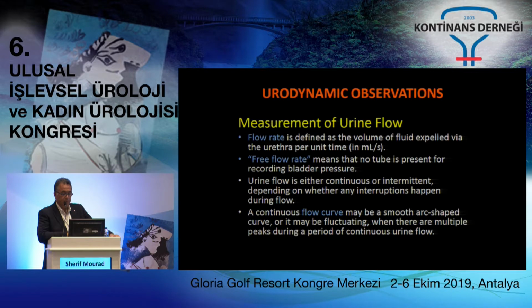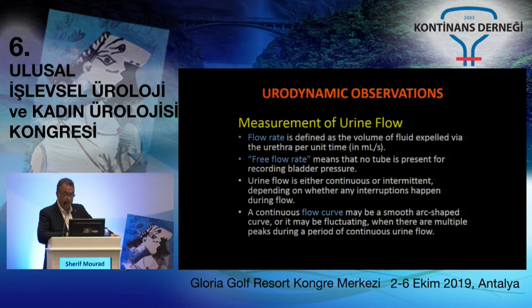So what is important when doing urodynamics is the flow rate, which is defined as the volume of fluid expelled, and it's measured in milliliters per second. The free flow rate means that no tube is present for recording bladder pressure, and it is important to have it and to compare it to the pressure flow study result, because sometimes you have it very normal, and then the patient is obstructed during the pressure flow study, which means that the catheter is really causing an obstruction for this patient. So it is important to look at this.